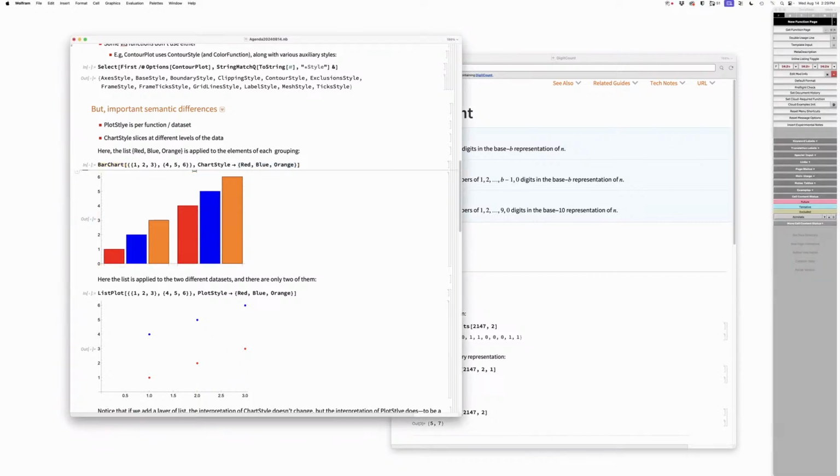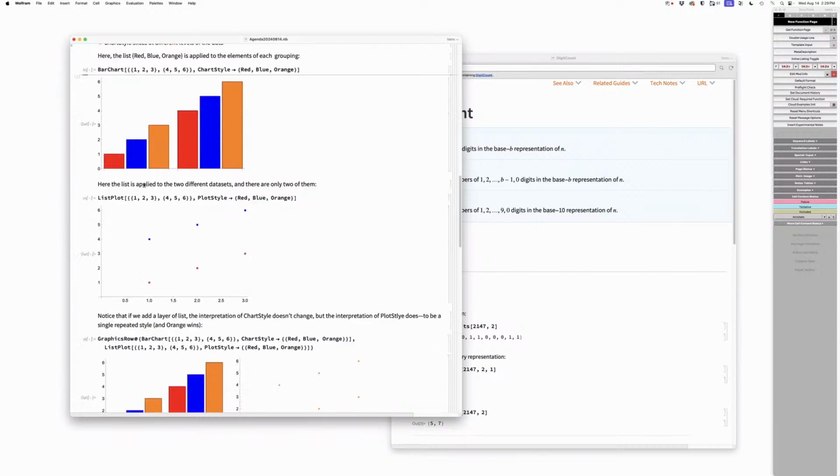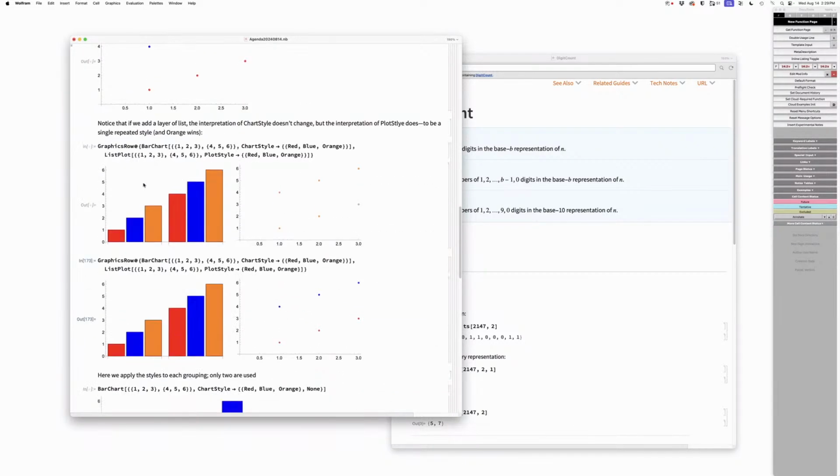Well, is chart style consistently always per data point, or does it do different things? Well, that kind of depends on charts, right? So let's go through this series of examples. In this case, chart style, adding the list had no effect because it's assumed to be the innermost. When you only have one element, it's applied at the innermost level. Whereas in plot style, the lists are grouping, it's like a directive.